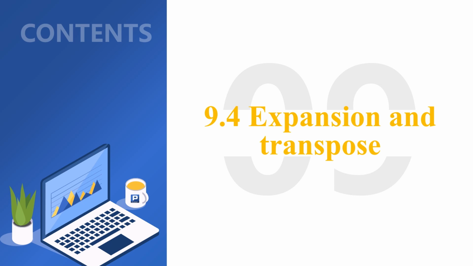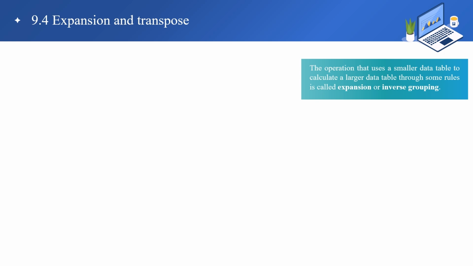Section 4. Expansion and transpose. After grouping and then summarizing, we usually get a smaller set than the original set, which is equivalent to aggregation. Then, is there an inverse operation of grouping, using a smaller data table to calculate a larger data table through some rules? We call this kind of operation expansion or inverse grouping. However, the summarized data generally has lost the detailed information, and the reverse calculation cannot be realized. Explicit expansion rules are required for expansion operations.